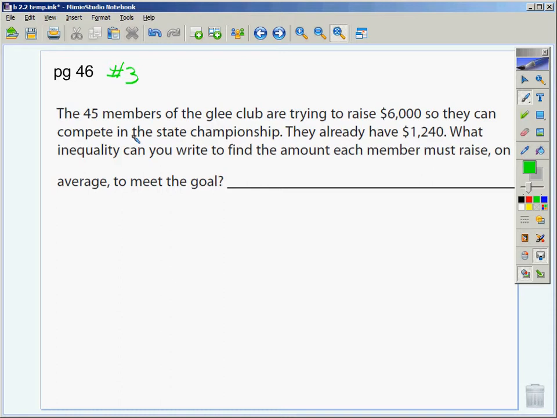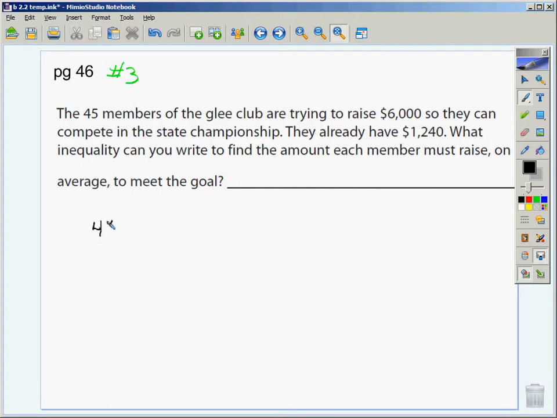Remember that when we're writing inequalities, that we're trying to compare two things. We're trying to compare two totals, two end things, two beginning things. Somewhere along the line, I want to make a comparison of two things. So, if I read this, it says the 45 members of the Glee Club are trying to raise $6,000 so that they compete in the state competition, state championship. They already have $1,240. What inequality can you write to find each amount the members should raise?